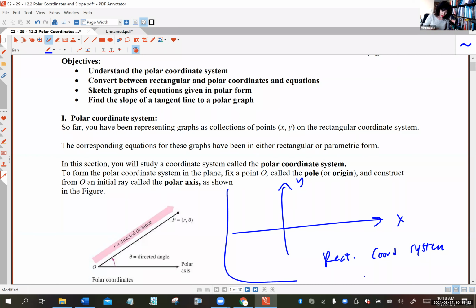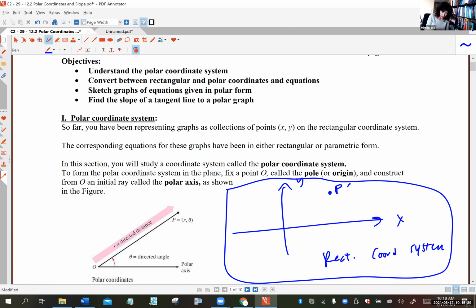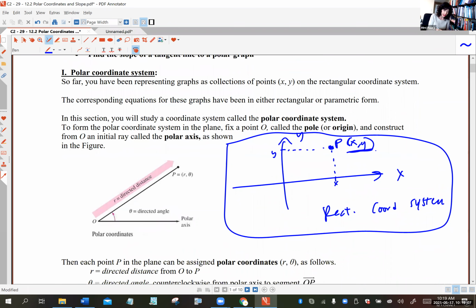In the rectangular coordinate system, which you've seen forever because you've seen it in algebra, pre-calc, calculus, if you have a point, call it P, the coordinates X and Y are how you locate the point. You go along the X-axis X units, you go along the Y-axis Y units, and then you draw imaginary vertical and horizontal lines, and you locate your point, and then you have this ordered pair, parentheses X comma Y.